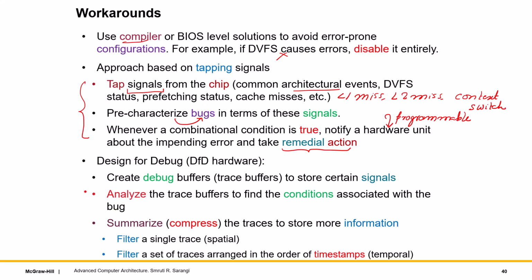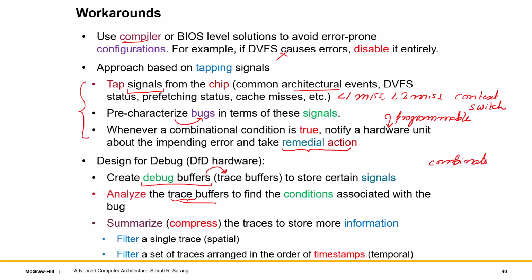Then we can have design for debug hardware where we create dedicated storage space known as debug buffers or trace buffers that essentially store the values of these signals. So instead of doing an online computation on them to see if any bug condition has been triggered, we can analyze these trace buffers and find all the conditions associated with the bug, right? If, let's say, a certain bug is happening in the field, we can then maybe send the contents of these debug buffers or trace buffers back to the vendor. It could do a fair amount of data mining and then find out the combination that essentially leads to the bug.